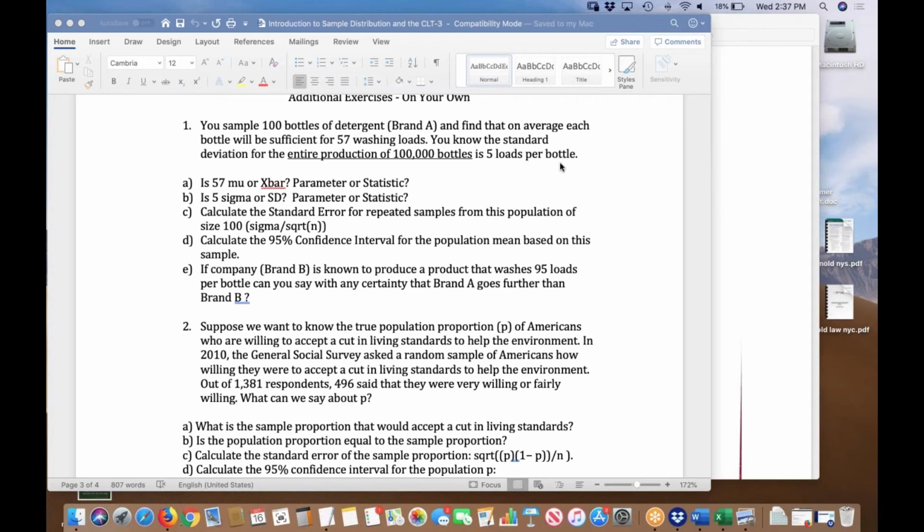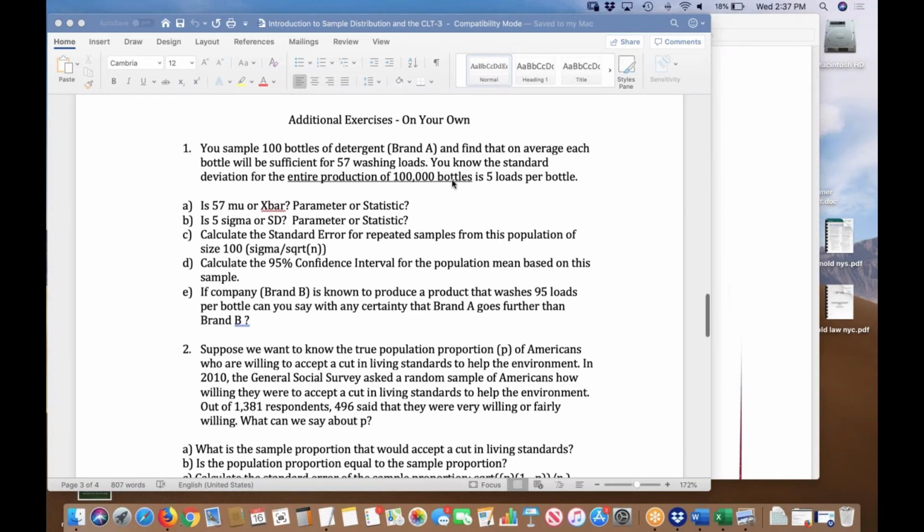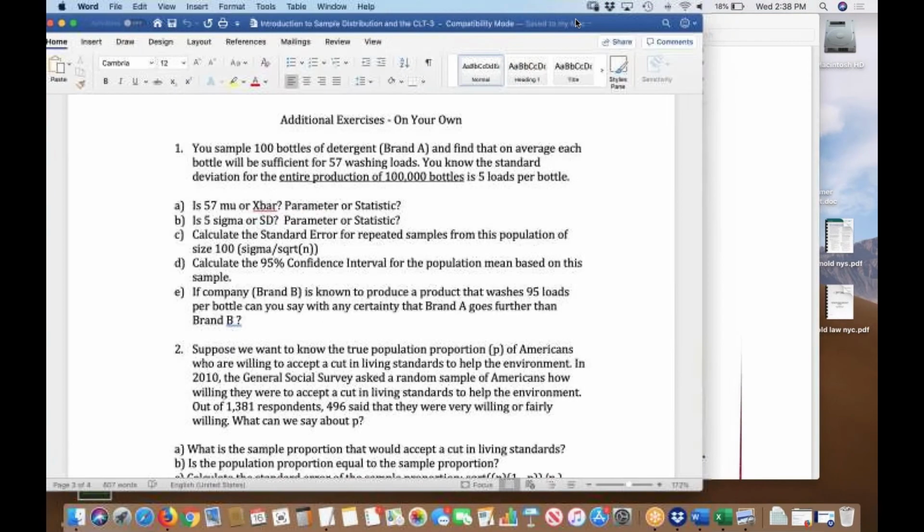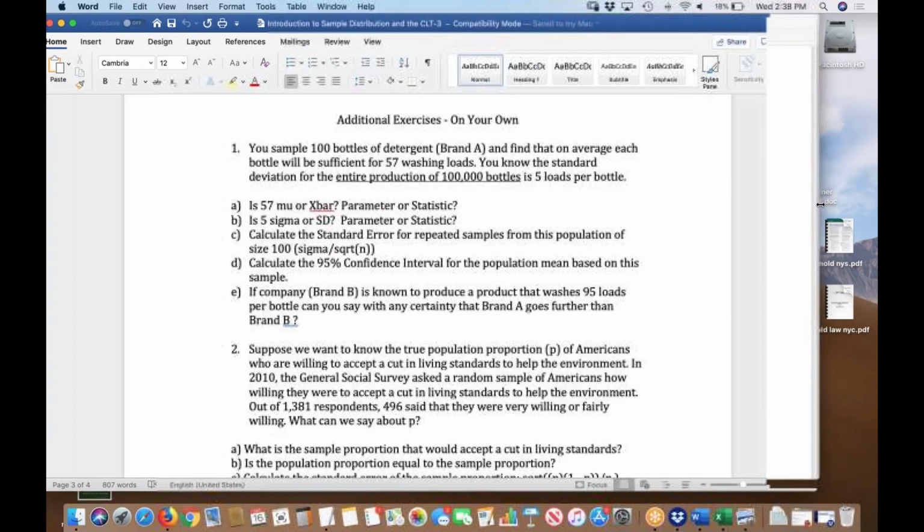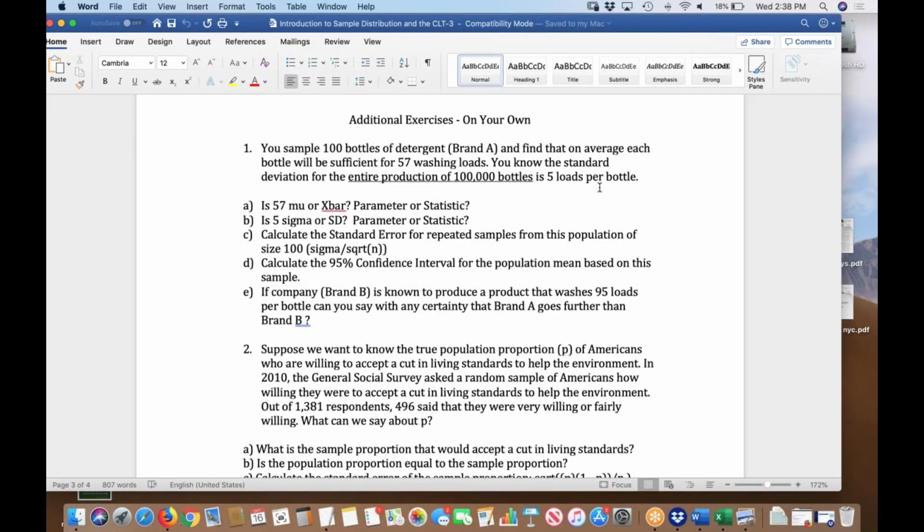I don't know the mean for all of the bottles of detergent, but I do know the standard deviation for the entire run of bottles, the entire population of bottles. That's kind of a cheat. Why am I cheating like that? Why am I telling myself I can not know the true mean for all of the bottles of detergent, but I do know the standard deviation?